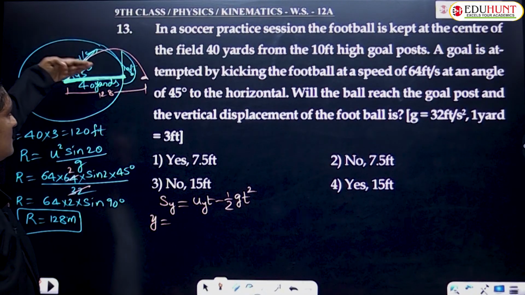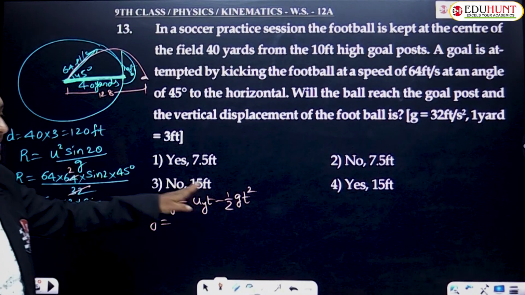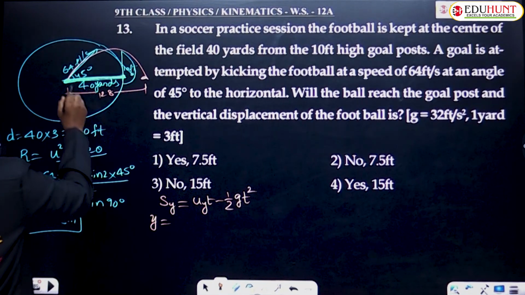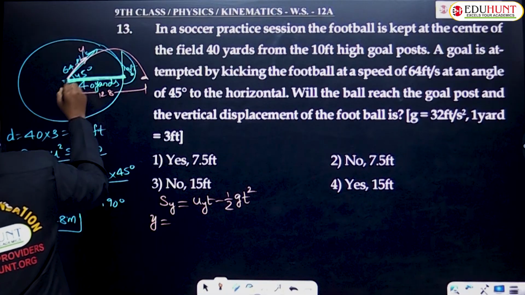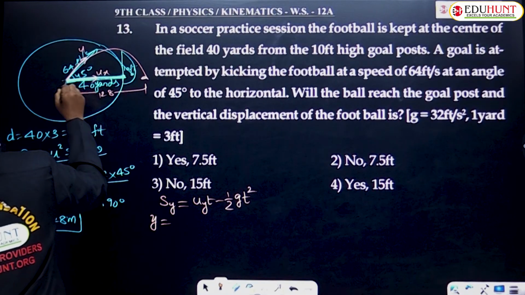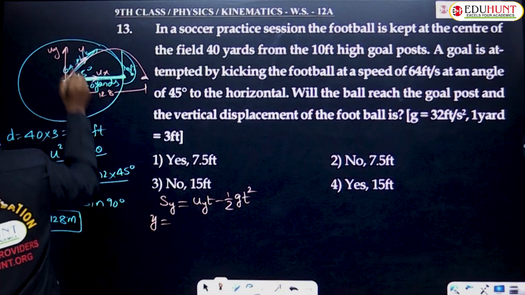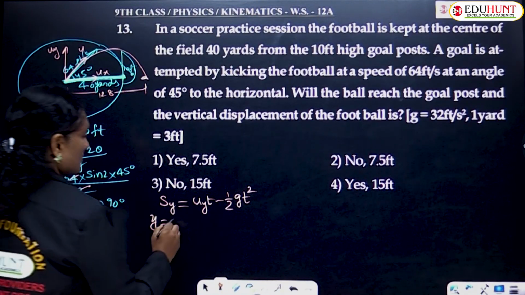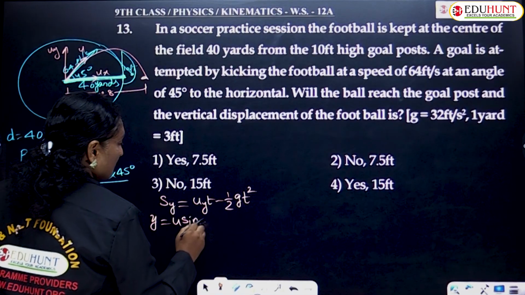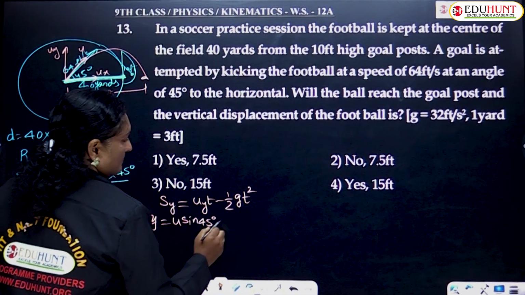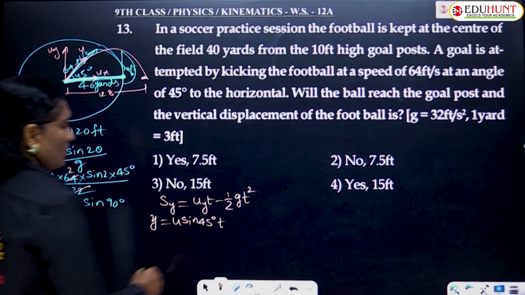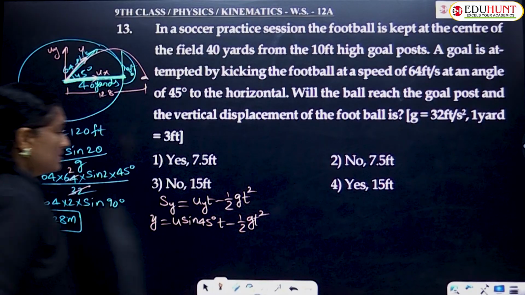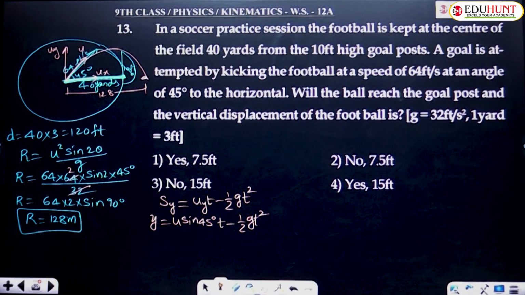The velocity vector U is resolved into two components, Ux horizontal and Uy vertical. Ux is nothing but U cos theta, whereas Uy is given as U sin theta. So U sin 45 into t. Later we shall substitute the t value, minus half gt square. So let us try to find out this vertical distance.